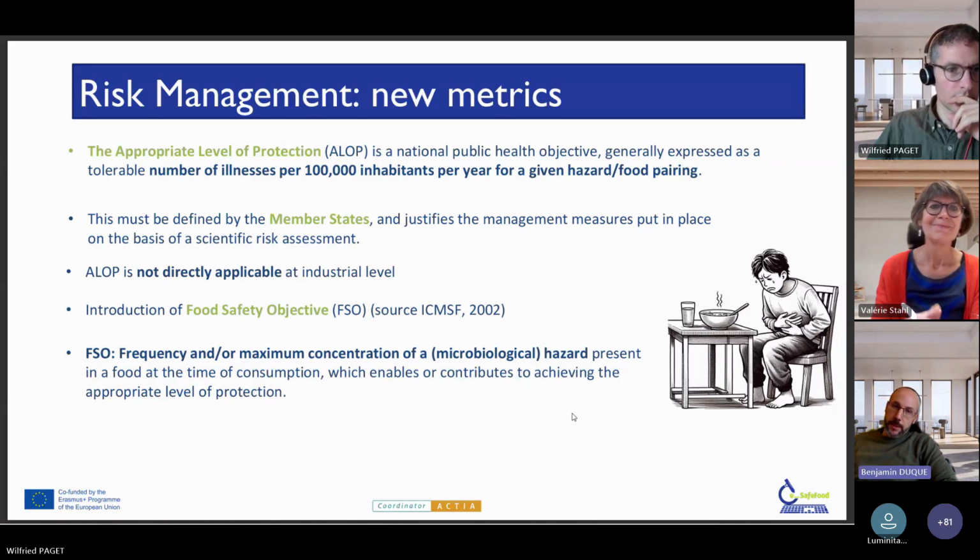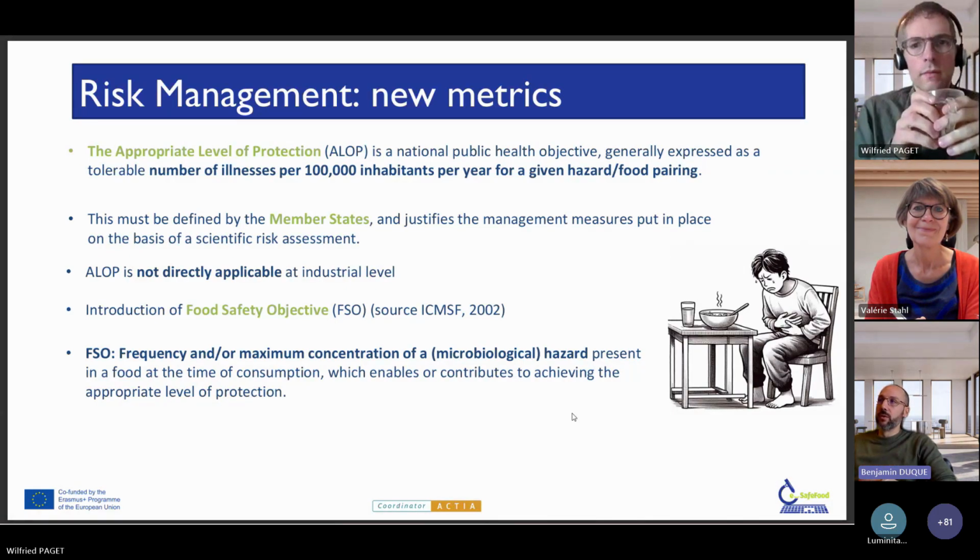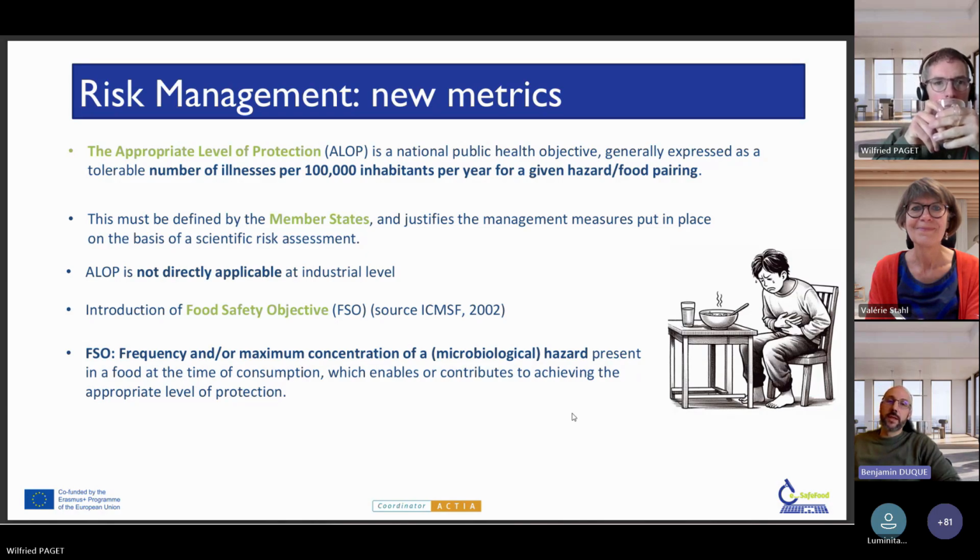So in risk management, I said previously that the company and the governments had to define some risk objective, and they have to monitor the implementations of measures. So in this context, new metrics such as the appropriate level of protection, so ALOP, and the food safety objective, FSO, can be used.